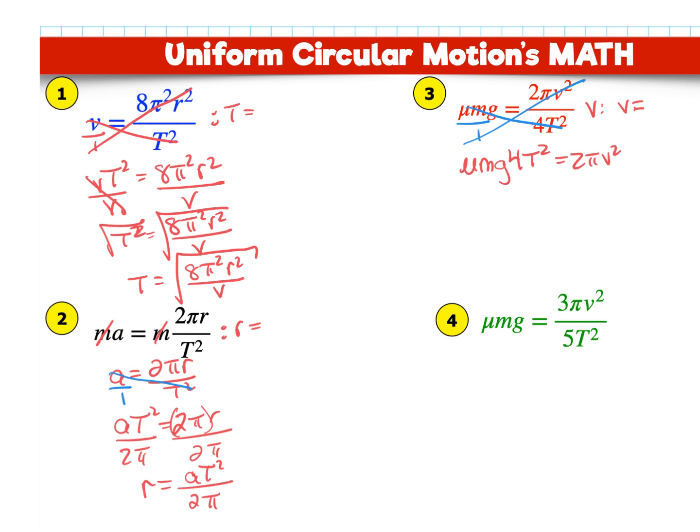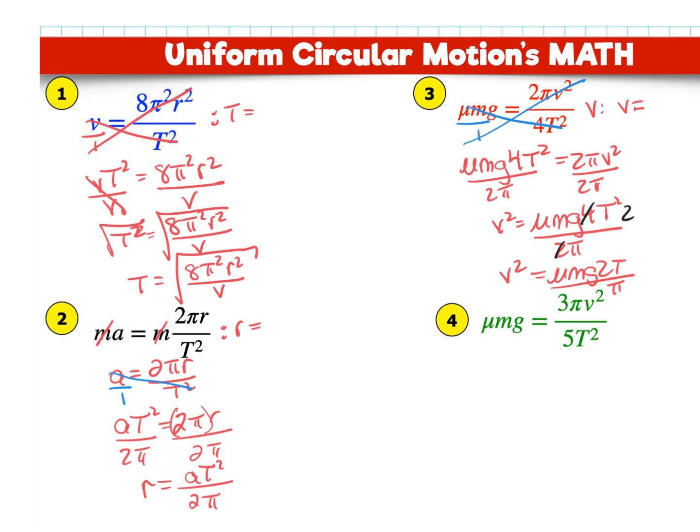To isolate v, I'll take everything that's not a v and divide both sides by that. So I'll divide both sides by 2 pi. That'll leave me with v squared is equal to mu mg 4t squared, all that divided by 2 pi. Nice thing that happens right here, if you notice, I got a 4 on the top and a 2 on the bottom, and since everything's multiplied together, the 4 and the 2 are just multiples of each other, so that becomes actually 2. That'll make v squared equal to mu mg 2t squared, all that divided by pi.